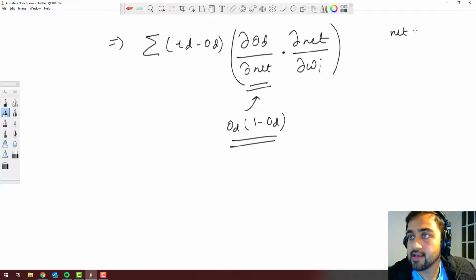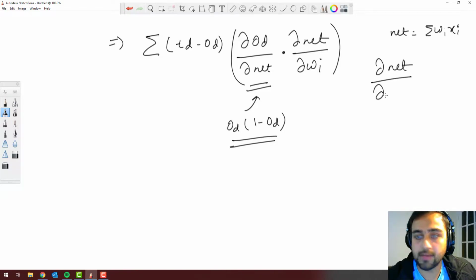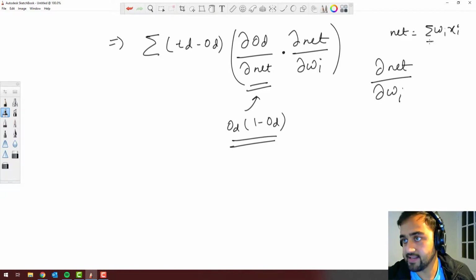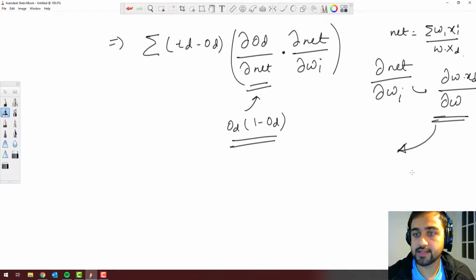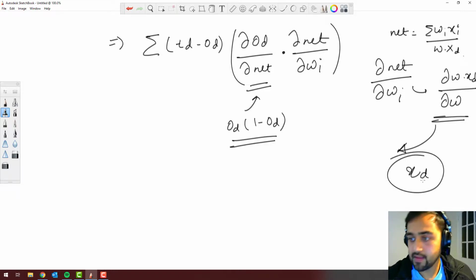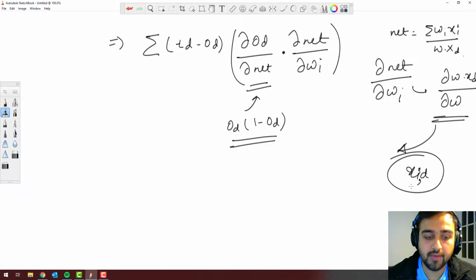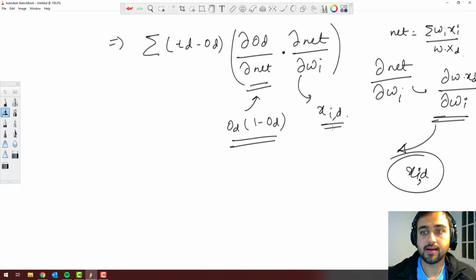And our net was sigma of w_i x_i. Now differentiating net with respect to w_i, and let's write this in terms of vector. This can be written as w·x for that particular data set d, right? Now differentiating net with respect to w_i, we would get d by dw, which is equal to x_{i,d}. Let's write it as i comma d because we are talking about a particular w_i. So that means our second term is equal to x_{i,d}.